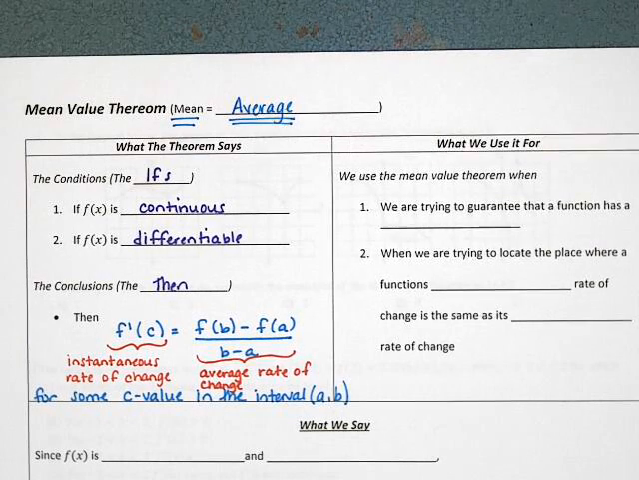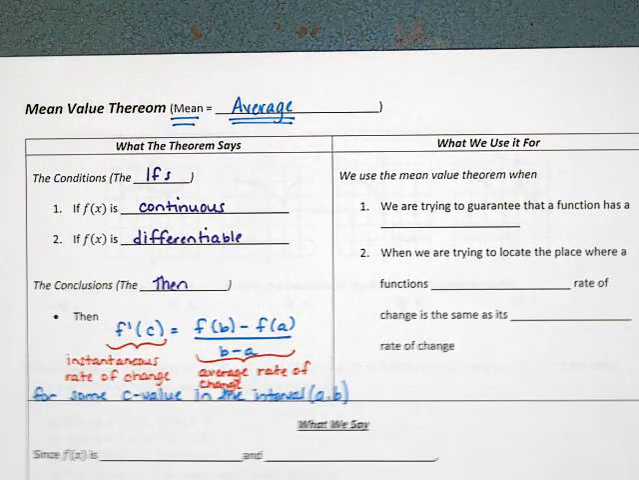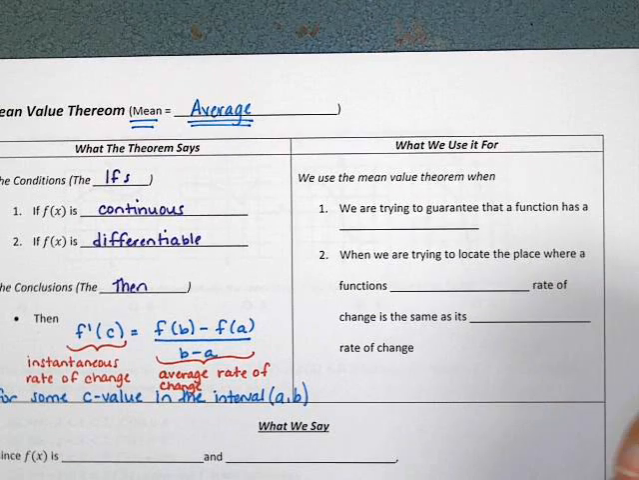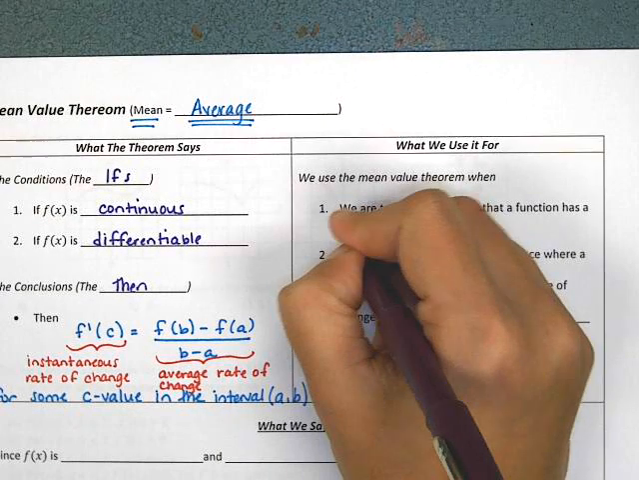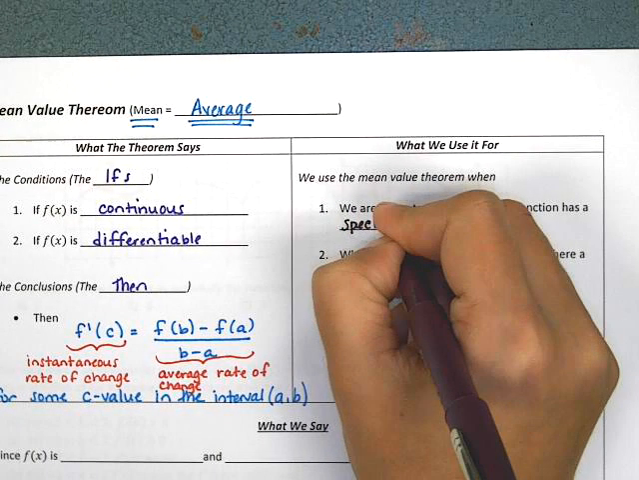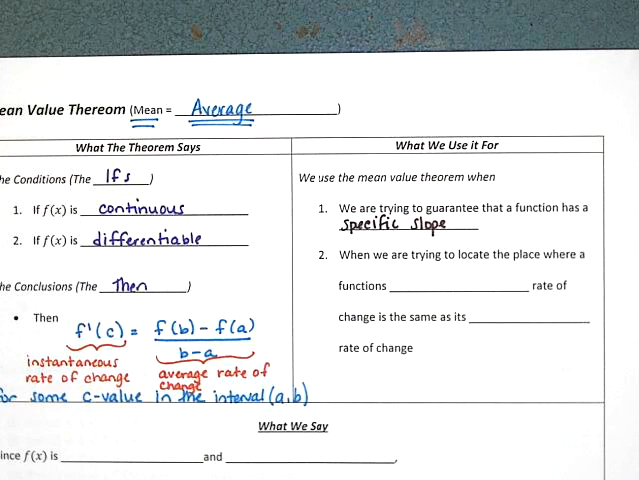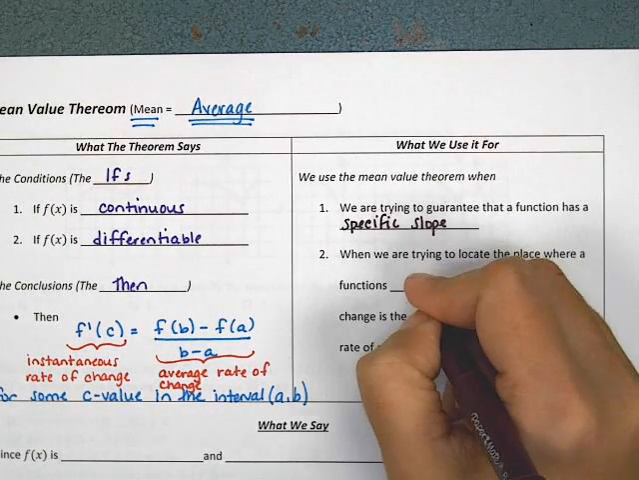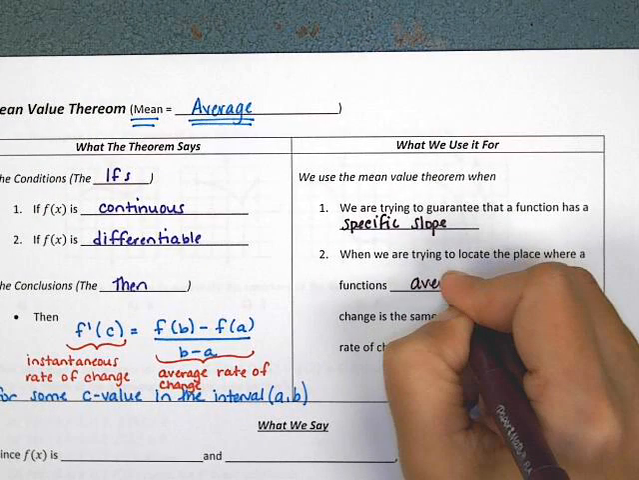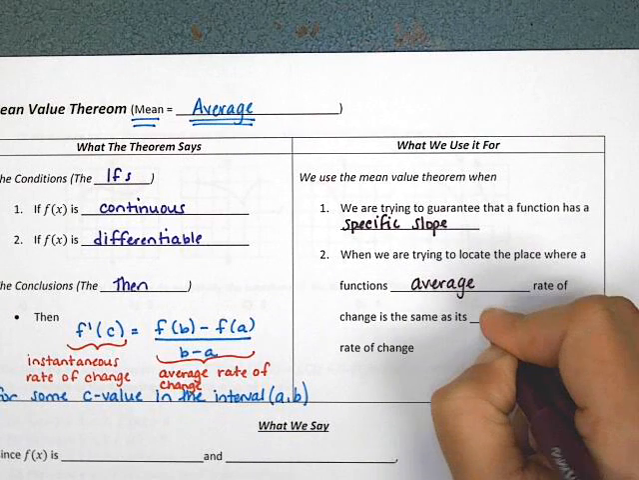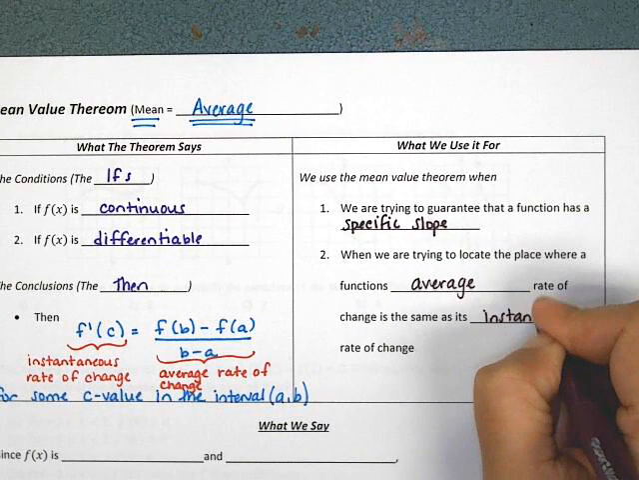So, we use the mean value theorem when we are trying to guarantee the function has a specific slope, or when we are trying to locate the places where a function's average rate of change is the same as its instantaneous rate of change.